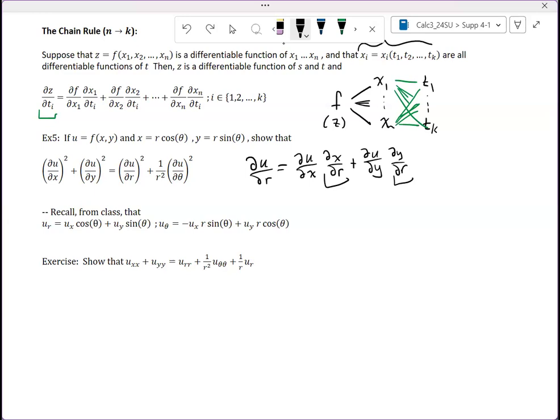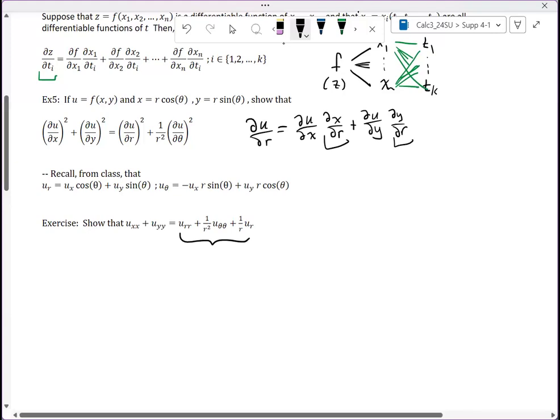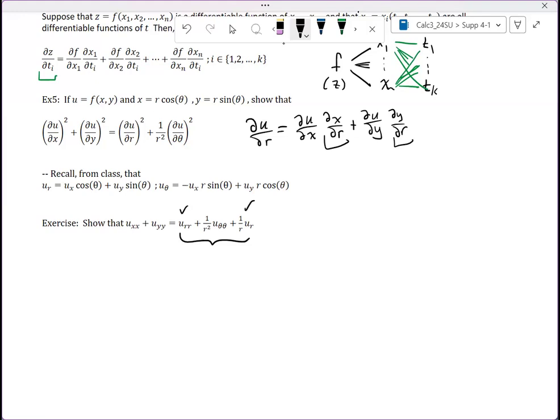Okay, so what do we need to do down here? So down here, we want to continue on with this theme. I want to look at the right-hand side. I want to compute u_rr, u theta theta, and we already have u_r. And then I want to show that the right-hand side all kind of boils down and simplifies to just u_xx plus u_yy. Okay, so we've already got u_r, so we don't need to calculate that again. But let's work on u_rr.